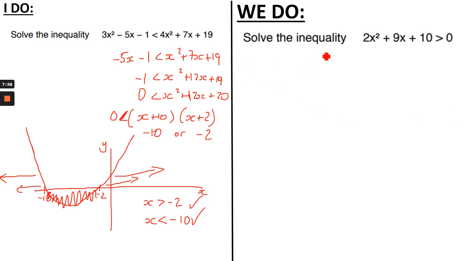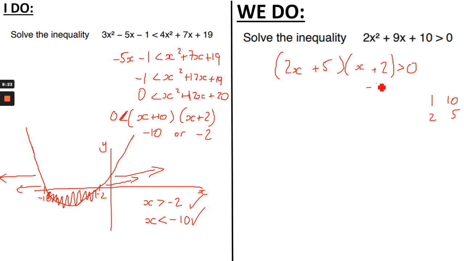Okay, so this one is slightly harder to factorize because you've got a coefficient greater than 1. So you need two lots of one of the numbers and one lot of the other. To make 10, we've got 1 and 10 or 2 and 5. Now I need two lots of one of the numbers and one lot of the other to give me 9. So I need two lots of the 2 and one lot of the 5. You should have got that.